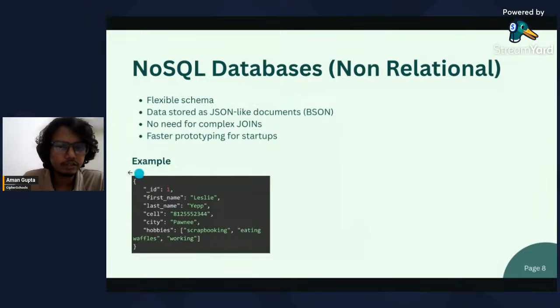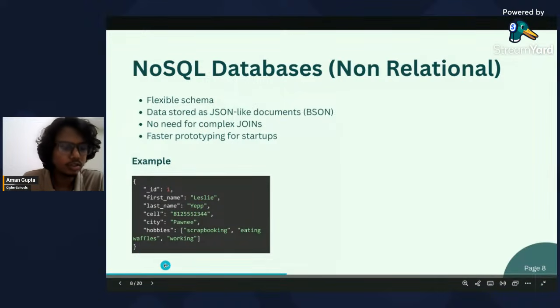Even in the example that I've given here, it is storing a key of ID with value of 1, a key of first name with the value of the name, and the key of last name with the value of the name. So this is what a JSON format is. It stores your key value pairs.